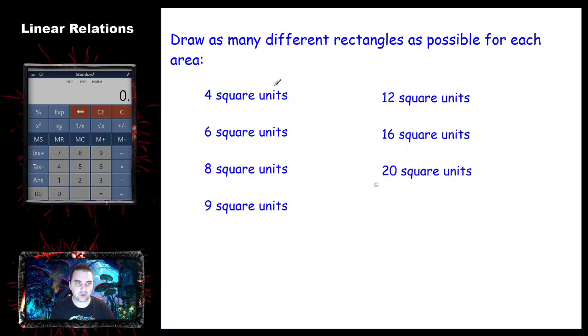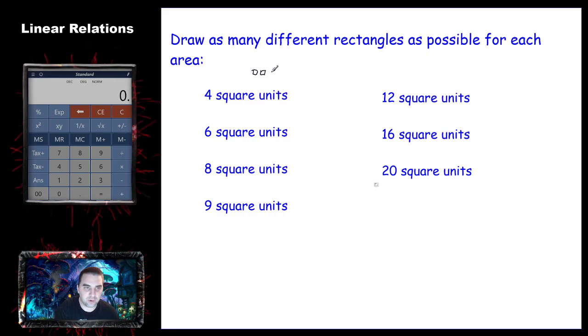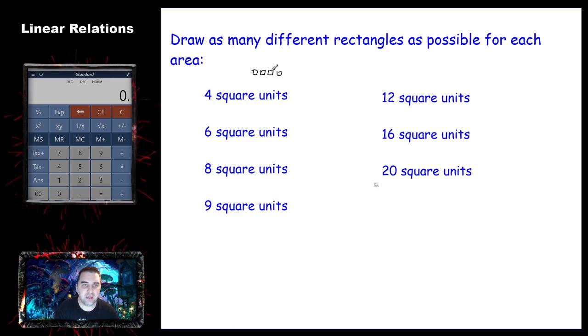The first thing you're going to do is a drawing exercise. I want you to draw as many different rectangles as possible for each area. Not squares, rectangles. So that can include squares. Imagine, for example, 4 square units. These are not exactly squares, but imagine you have 4 little blocks, okay? And I want you to arrange them in as many ways as possible to have a rectangle.